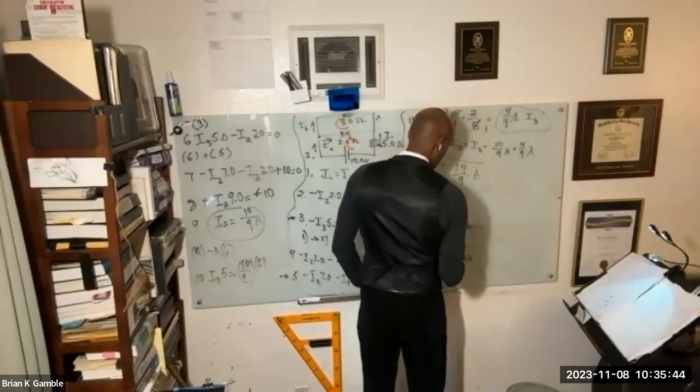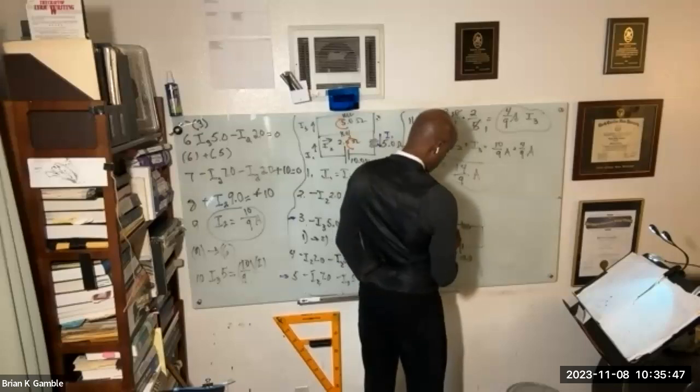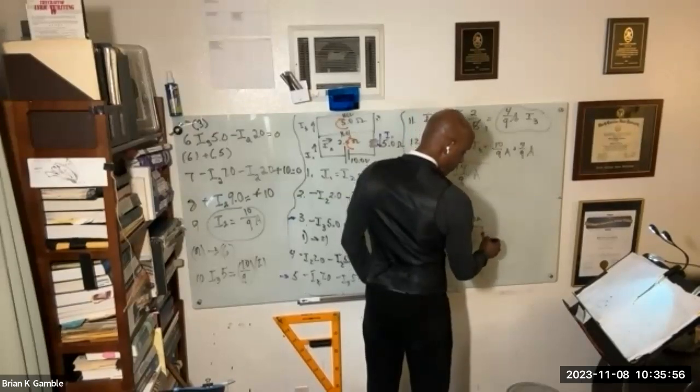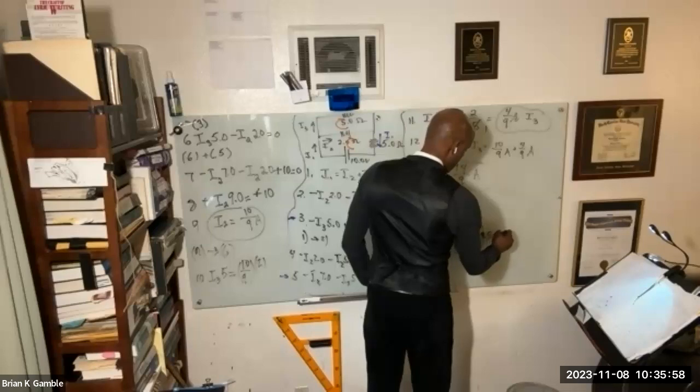I'm making that 10.0 volts. I'm making, what is this? I mean, 10.0 volts as well. And all the resistances stay the same. 2 ohms here. Here, this is 5.0 ohms.